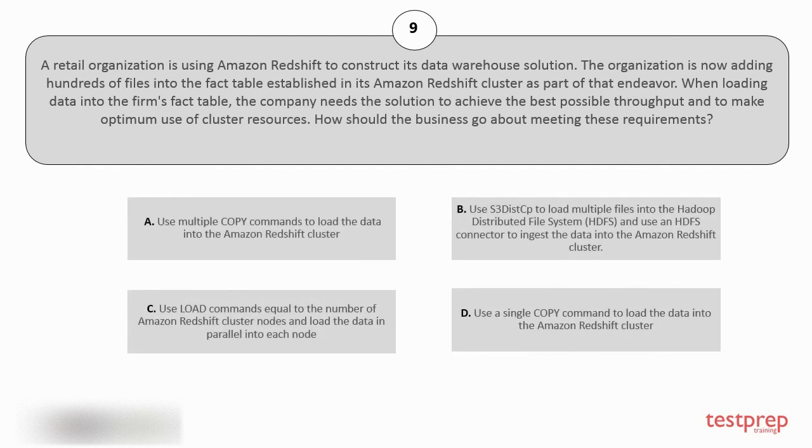Your options are A. Use multiple copy commands to load the data into the Amazon Redshift cluster. B. Use DAS-C to load multiple files into the Hadoop distributed file system, and use an HDFS connector to ingest the data into the Amazon Redshift cluster. C. Use load commands equal to the number of Amazon Redshift cluster nodes, and load the data in parallel into each node. D. Use a single copy command to load the data into the Amazon Redshift cluster. The correct answer is option B.